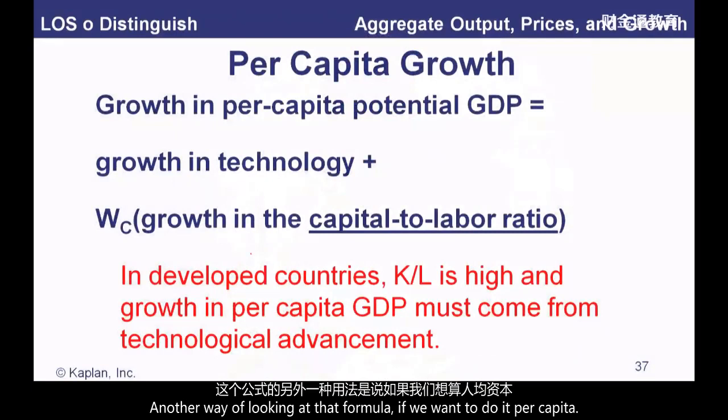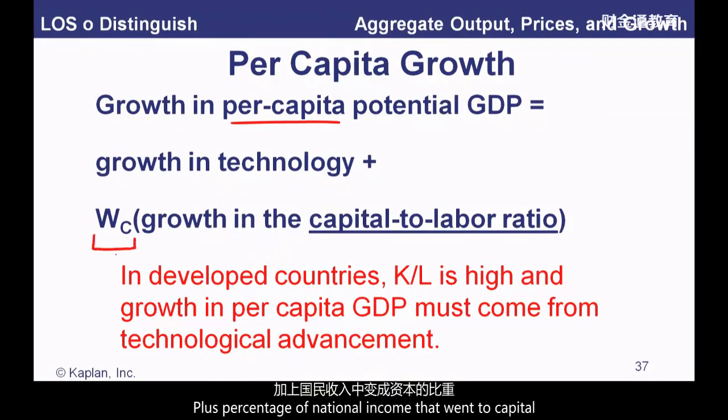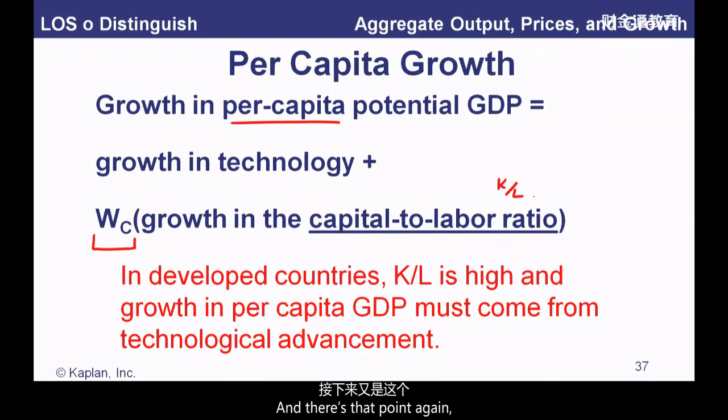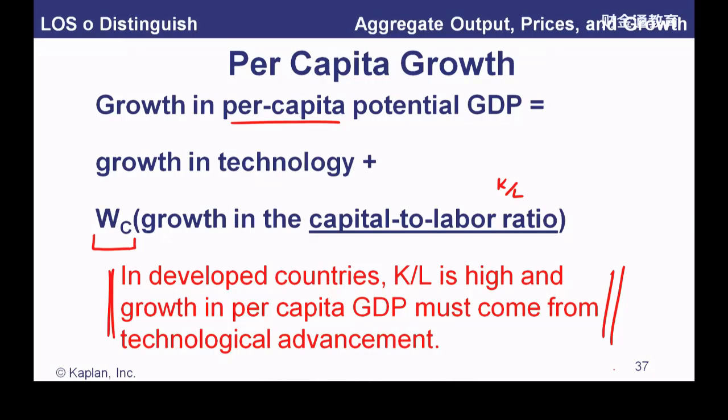Another way of looking at that formula, if we want to do it per capita, is that it's just the growth in technology plus the percentage of national income that went to capital times the growth in the capital to labor ratio. And there's that point again. Diminishing returns. We said if it's already very high, you don't get much growth in developed countries. Therefore, you need technological advancement.